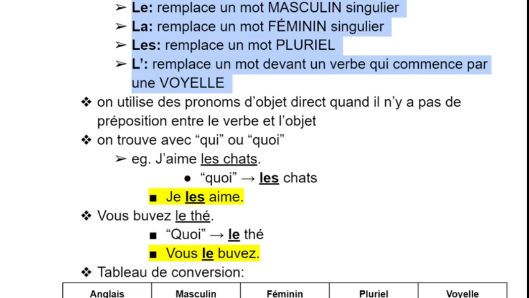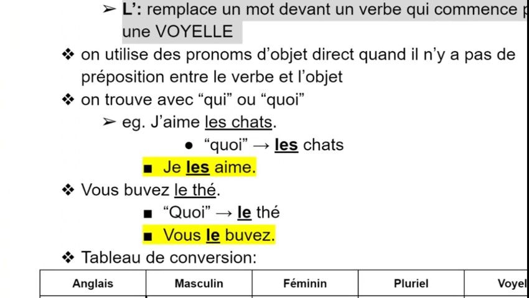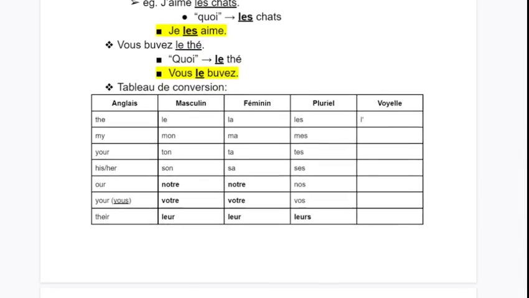So for example, j'aime les chats. If we want to change les chats, the question we're asking is what? I like what? The cats. So I would say I like them. So, je les aime. Vous buvez le thé. So you drink tea. You drink what? The tea. So you drink it. Vous le buvez.